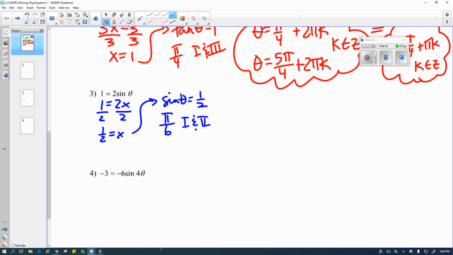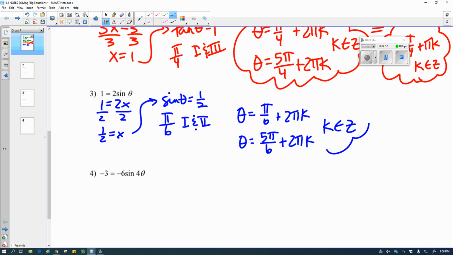So far, everything should seem pretty normal. So that's theta is pi over 6, and theta in the second quadrant is 5 pi over 6. Again, I add my plus 2 pi k, where k is an element of the integers. Again, pretty normal. Add on to the end. But like I said, sometimes there's going to be some bumps in the road.